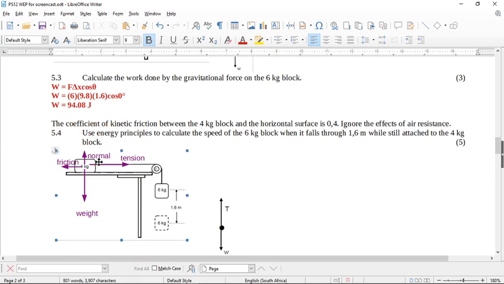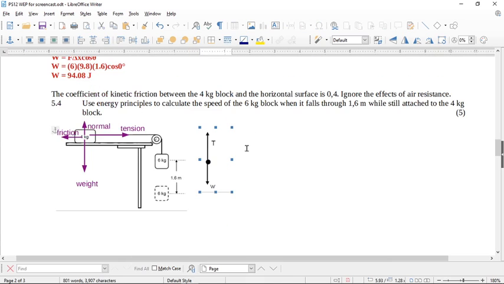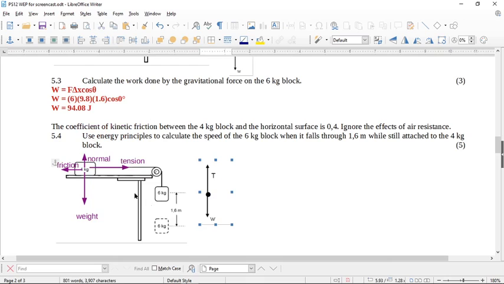So if we have a look here, we've got the force diagrams for the two blocks over here. The 4 kilo block has got its weight, obviously, it's got its normal, there's the tension in the string and friction, which is stopping the block moving. And if you look at the 6 kilo block, it's got the tension and the weight. So the tension here this way and the tension here this way, they're exactly the same value.